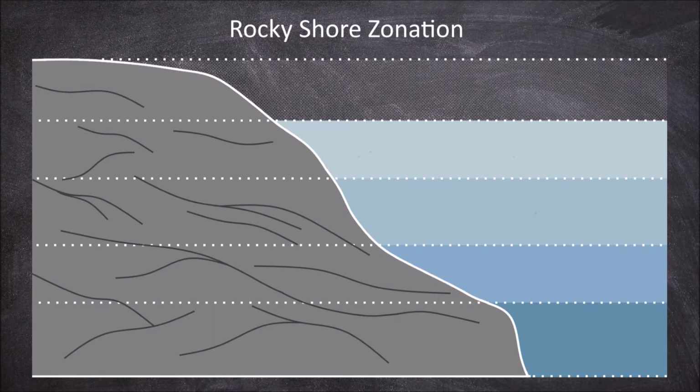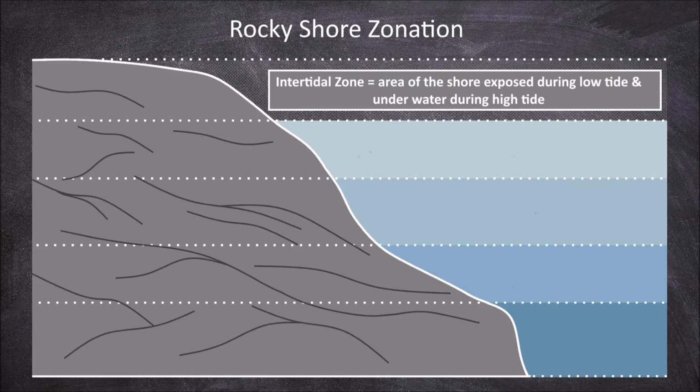In this video, we're going to go over intertidal zonation on the rocky shore. On the seashore, there is an area that is exposed and above the sea level at low tide, and underwater when it is high tide. This area is called the intertidal zone.